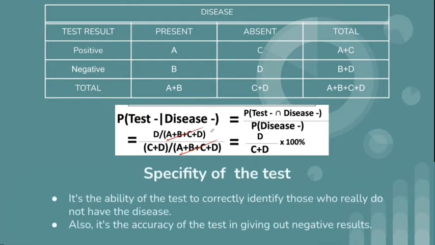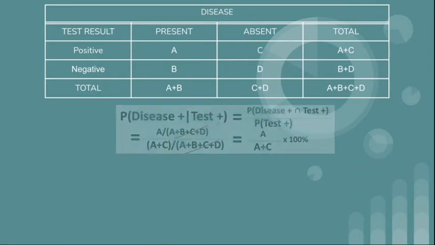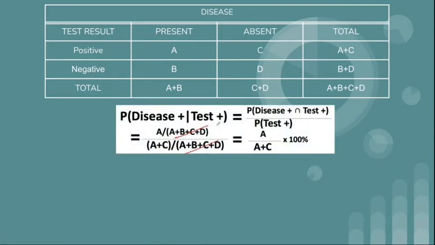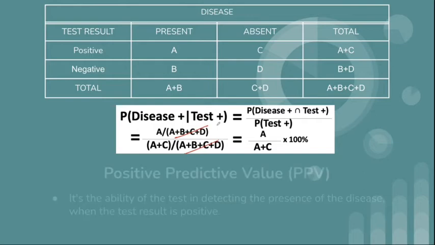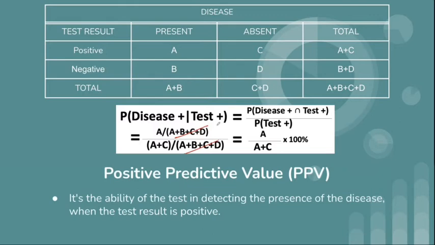It is the ability of the test to correctly identify those who really do not have the disease. And also, it is the accuracy of the test giving out negative results. So next, what is the probability that the disease is present given the test is positive? So our numerator will become A over the total, and our denominator will become A plus C over the total. So the answer is A over A plus C, multiplied by 100. This is the positive predictive value, or PPV. It is the ability of the test in detecting the presence of the disease when the test result is positive.